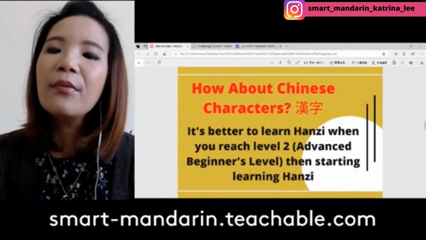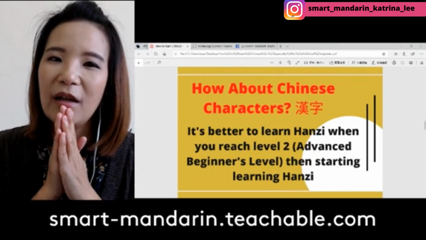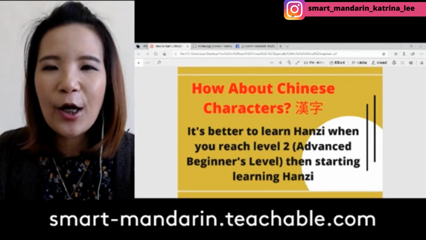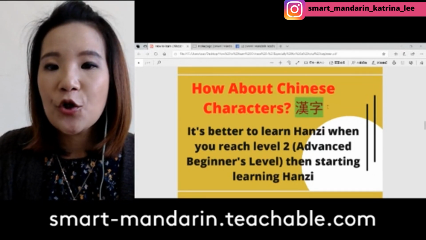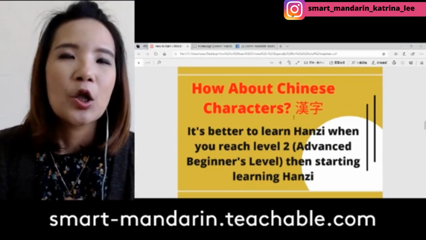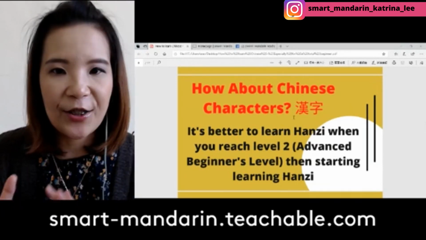We're moving on now. So how about Chinese characters, 汉字? If you're a beginner out there, you may not know that there are 2 different types of Chinese characters, and I'm telling you right now.